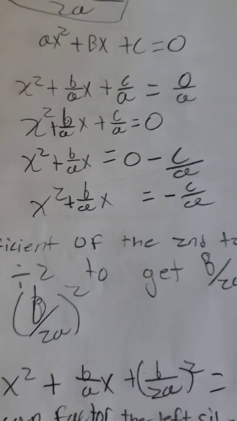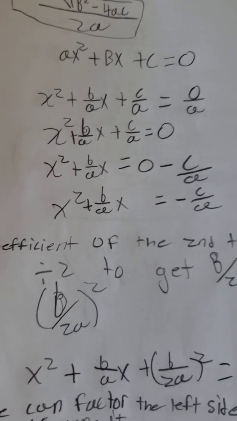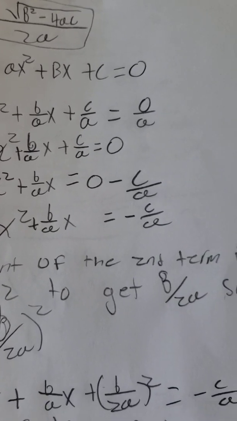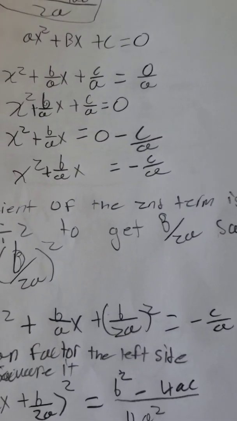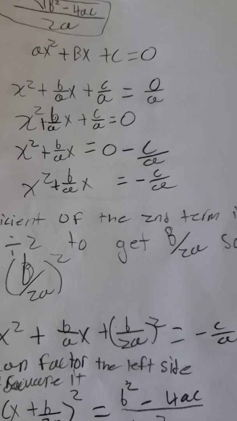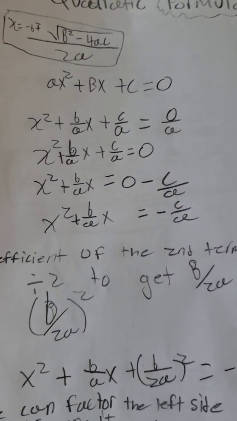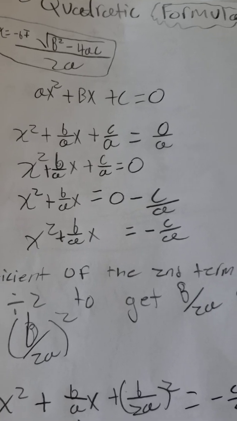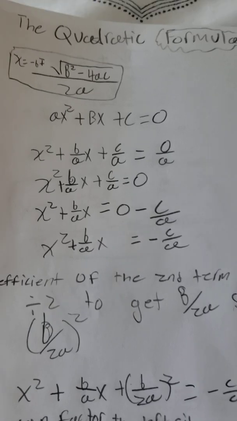But what's more important, I think, is to know where it comes from. Generally, it comes from the use of the completing the square method, which I'm sure you're familiar with. So I guess we're going to start it out. We have the quadratic equation: ax squared plus bx plus c equals 0.